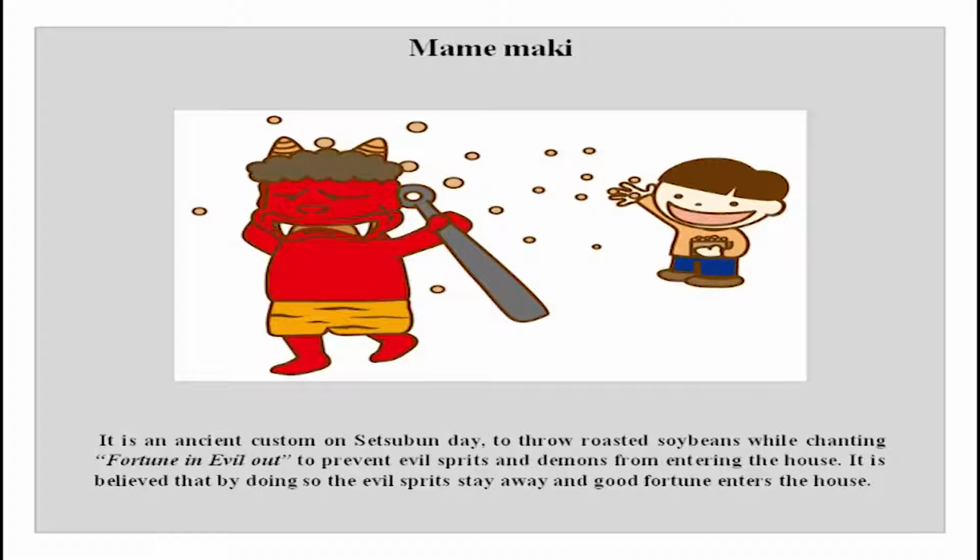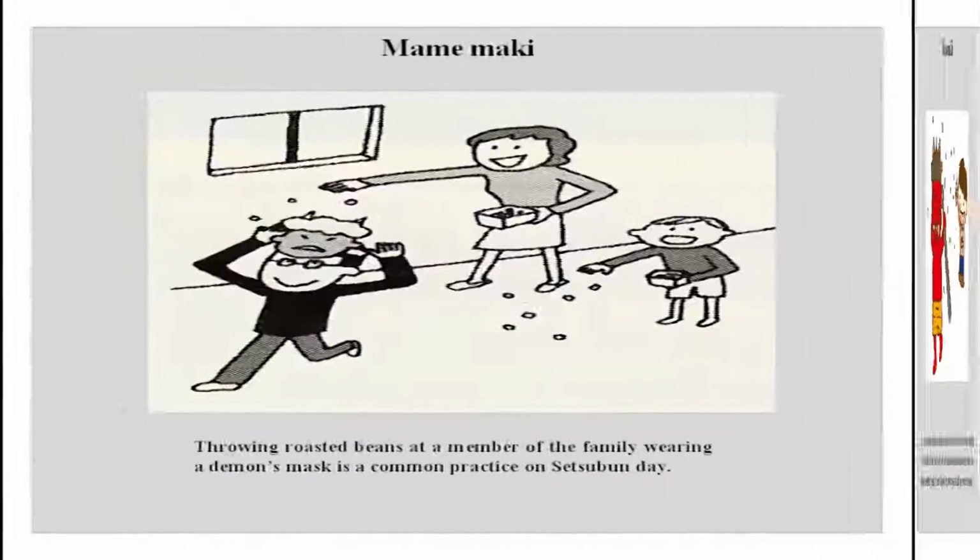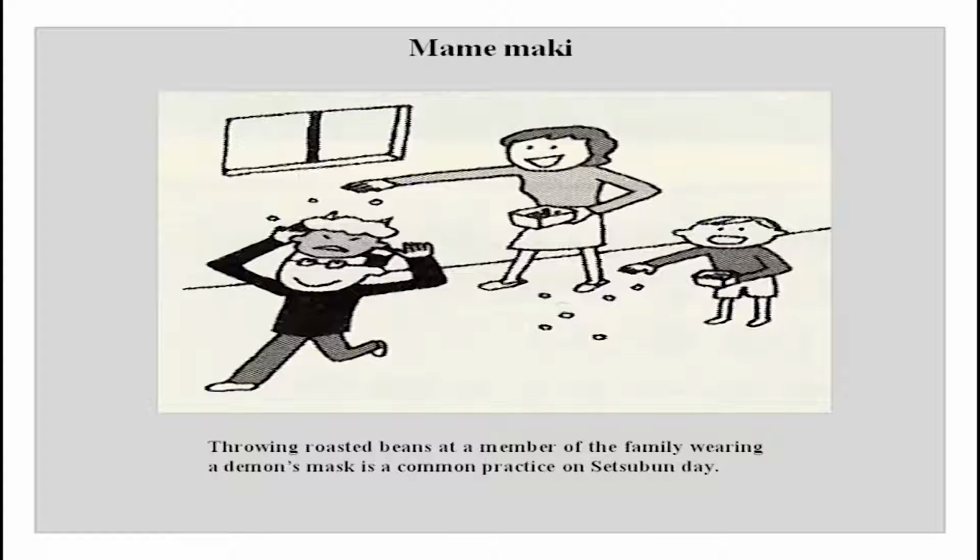Children throw roasted soya beans like this at each other and try to play and enjoy, chanting all the time, "Fortune in and evil out." And of course, what the children do is that one person in the family could be wearing a demon's mask or an evil mask, and all the others would be running around the house throwing beans at him and playing in this manner. So, it is basically a community feeling of enjoyment, of gaiety, of being together, and that happiness is what is shown over here in this picture.